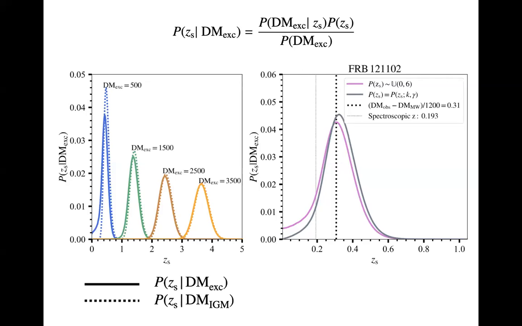assuming different FRB source redshift distributions: the flat prior between 0 and 6, and the other following the GRB distribution, which doesn't really matter quite a lot, but it gives a distribution. It looks like our model prefers a slightly higher value of z_s than the spectroscopic one. That is probably due to the scatter of the host galaxy.